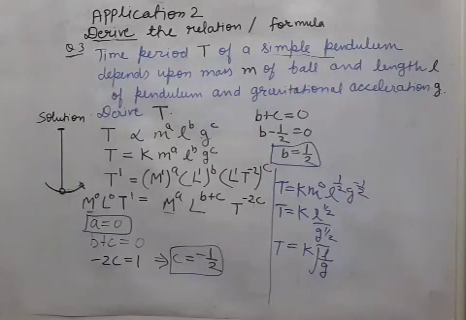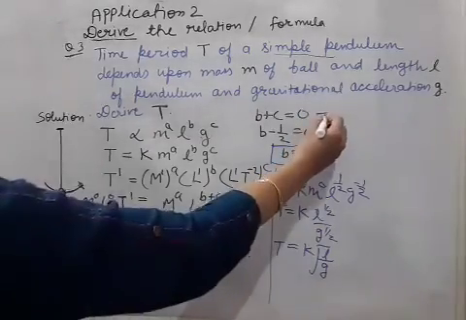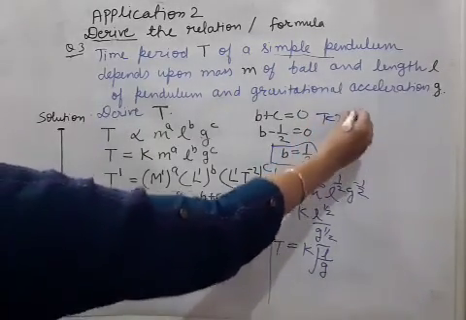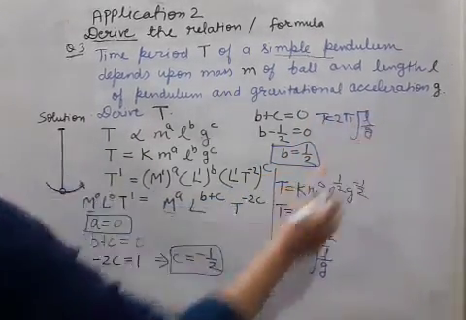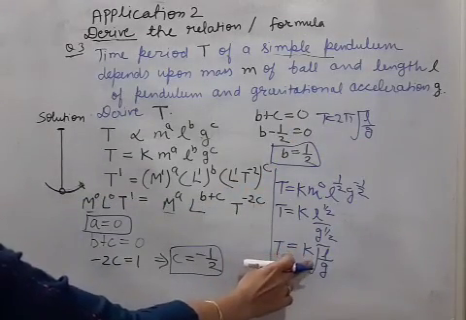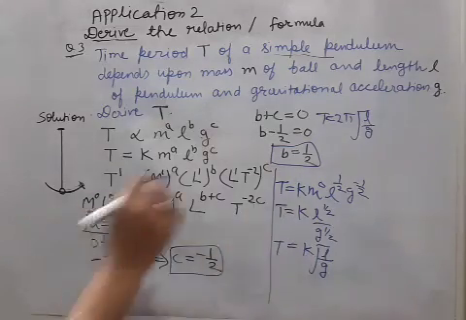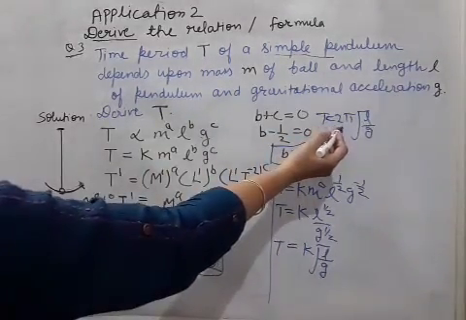No problem. So I'll tell you the actual answer of T. Actual answer of T is 2 pi root L by g. But we will get here K as it is. We cannot solve for K. So this is our answer. Okay. This thing I am telling you just for your information.